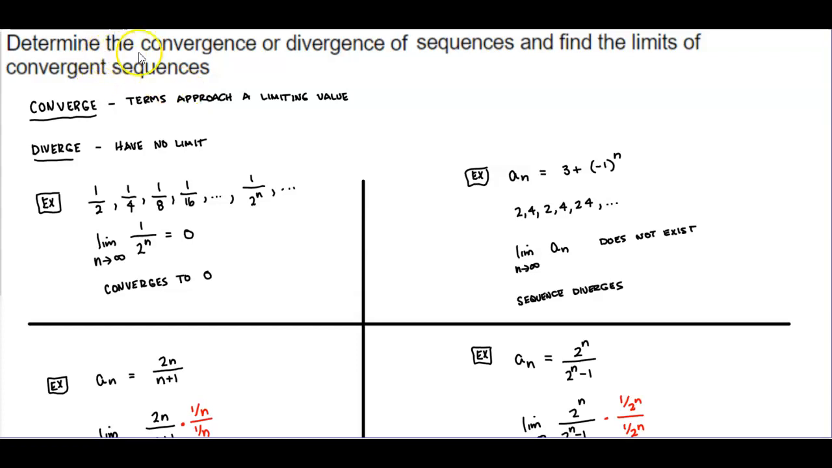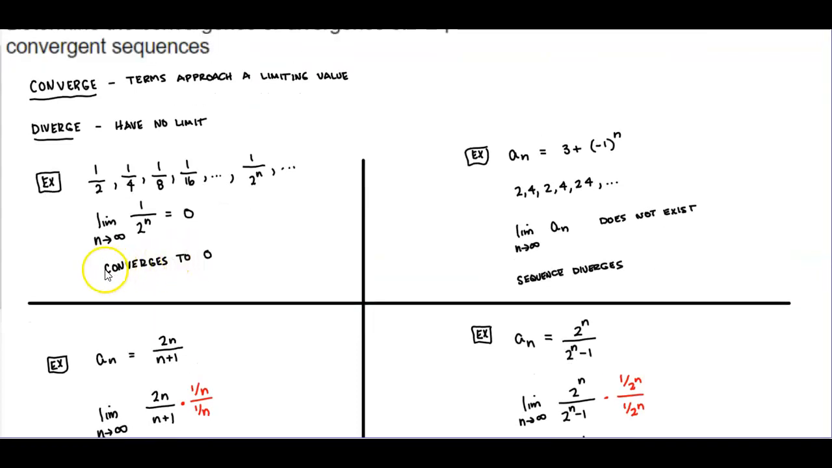When we want to be able to determine the convergence or divergence of sequences and find the limits of convergent sequences, we need to know the definition of convergence and divergence. Well, we know that if it converges, that means that terms approach a limiting value. When it diverges, we know that it has no limit. So I have a few examples here that we can take a look at.